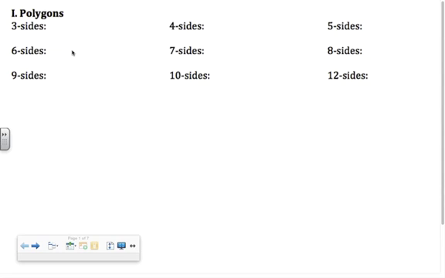Of course, a three-sided figure you know as a triangle. Four sides: square, quadrilateral. Five sides: pentagon. Six sides: hexagon. Seven sides: heptagon. Eight: octagon. Nine sides: nonagon. Ten sides: decagon. Twelve sides: dodecagon.